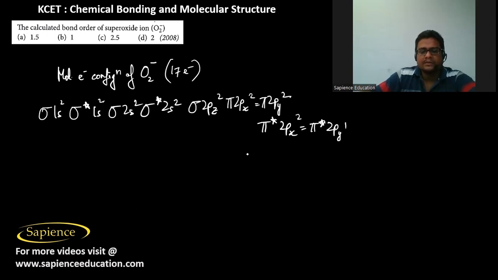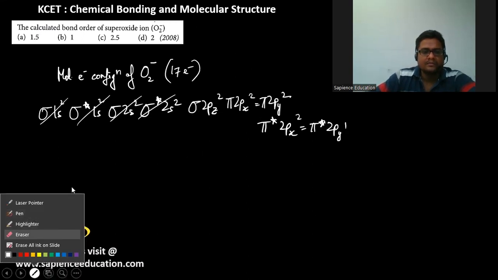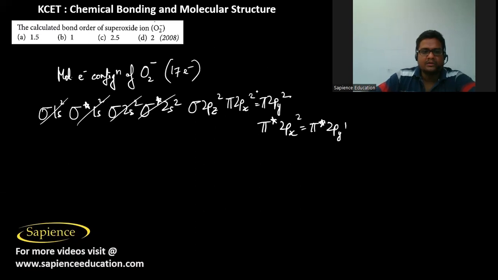Okay. So here these all will get cancelled. Sigma star will cancel with sigma, sigma 2s will cancel with sigma star 2s, and sigma 2pz will not cancel. Sigma 2pz, this will not cancel. And pi 2px2 will cancel with pi star 2px2.